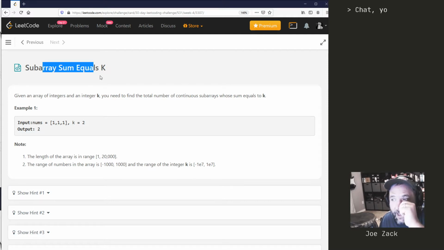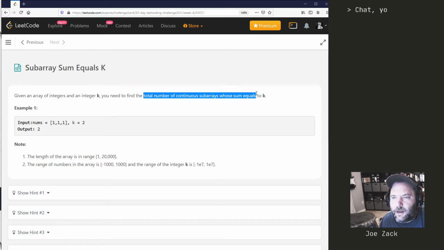Subarray sum equals K. Got a link in the description. Given an array of integers and an integer K, you need to find the total number of continuous subarrays whose sum equals K. This sounds like one that we did already, which was the longest consecutive subarray. And that's the one where I spent a whole bunch of time trying to do a tree.